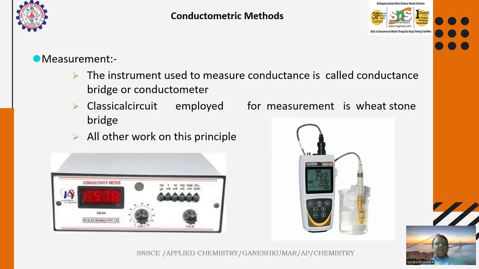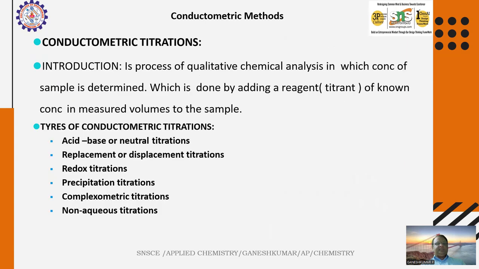How is the measurement done? The instrument used to measure the conductance is called a conductance bridge or conductometer. The classical circuit employed for the measurement is the Wheatstone bridge. All others work on this principle. Conductometric titration is a process of quantitative chemical analysis in which the concentration of some sample is determined.